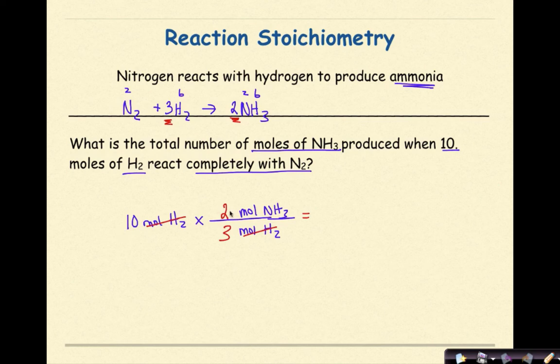So 10 times 2 divided by 3 gives me 6.7 moles of NH3. And when I look at this number for 10, it has a decimal on the end, which means I need to take my answer to two significant figures, which I have done. So my final answer is 6.7 moles of ammonia.